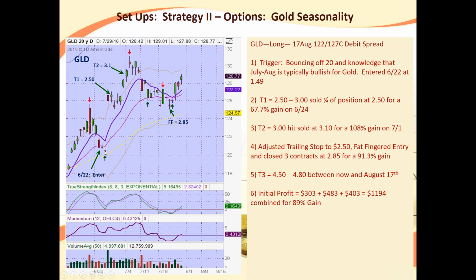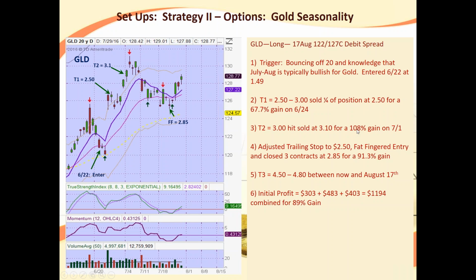What happened was it gapped up, gold GLD gapped up, and so the premium, the theta, the time decay on our options didn't fall off very quickly because this happened so quickly. So we wound up taking the first profit at $2.50, a 67% gain on 624, which is here.